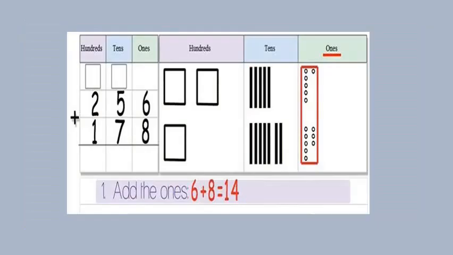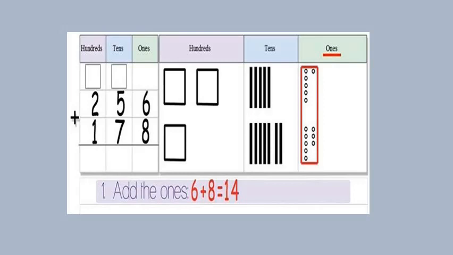Let's do another example. 256 plus 178. But this time I will use drawing as well. So in 256, I have 2 hundreds, 5 tens, and 6 ones. In 178, I have 1 hundred, 7 tens, and 8 ones. So let's start to add. 6 plus 8 gives me 14.